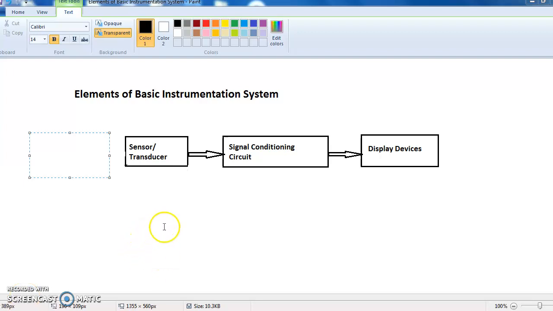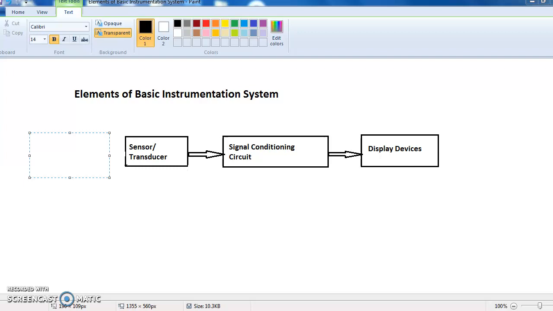Welcome to Instrumentation class. In our sensors topic, we'll see first the elements of a basic instrumentation system. Now, if we see any automatic system, for example, let us take the hand dryer present in any malls. What happens there? If you bring your hand near the hand dryer, hot air blows out of it. How does this happen? This happens because the hand dryer senses the presence of the hand near it.